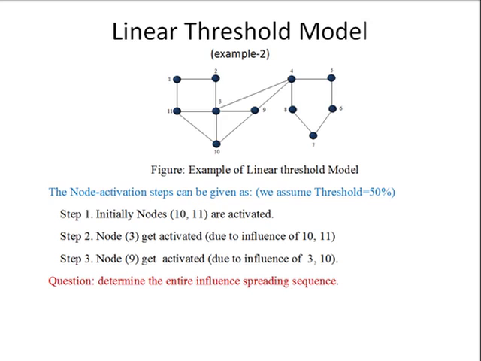Now the next example, linear threshold model. In this example, there are a total of 11 nodes. Node activation depends upon the number of neighbors that got activated. So let us start with node 10 and node 11. Initially, node 10 and 11 got activated.